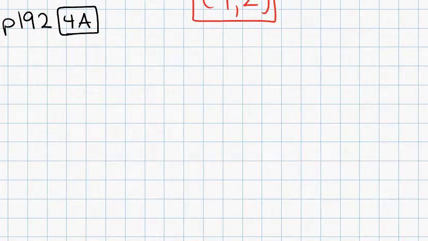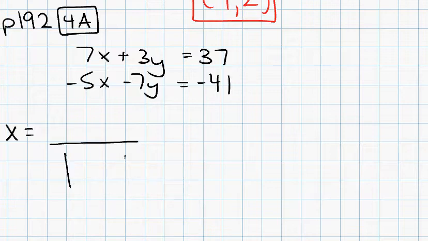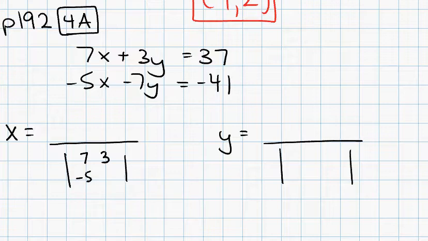So hopefully you are back and ready to go. It was 7x + 3y = 37 and -5x - 7y = -41. So to find your answers, the two denominators are again the same, and the denominators are just the coefficients. So 7 and 3, -5, -7.